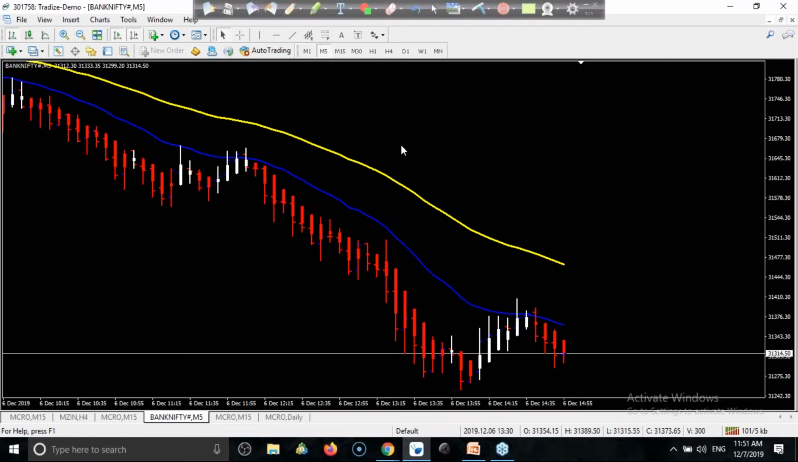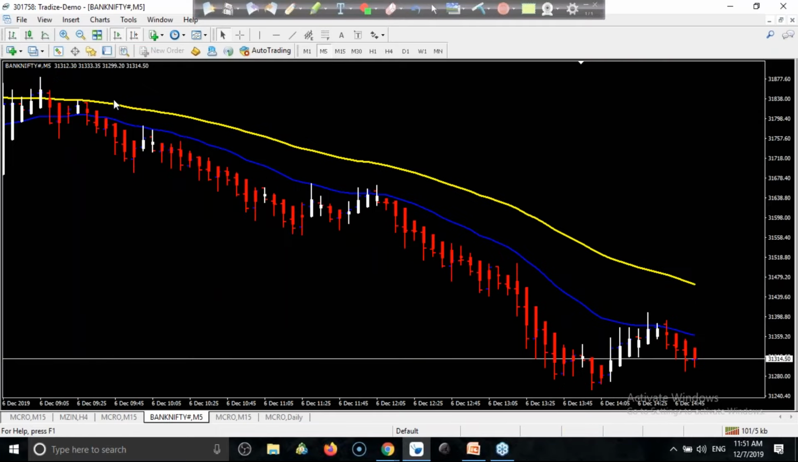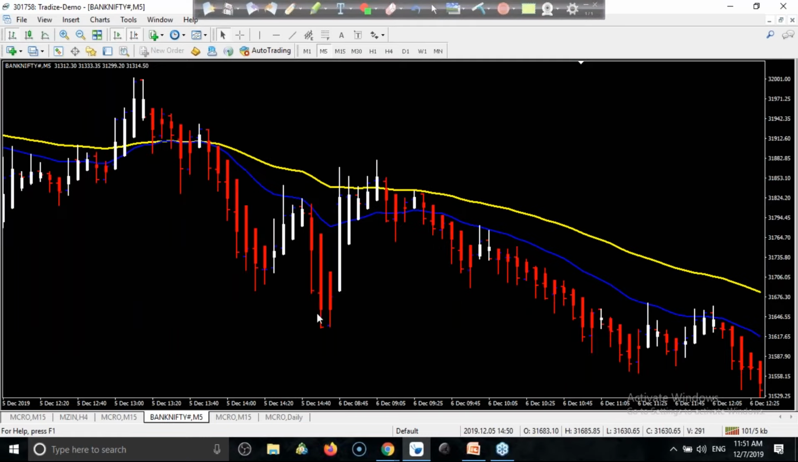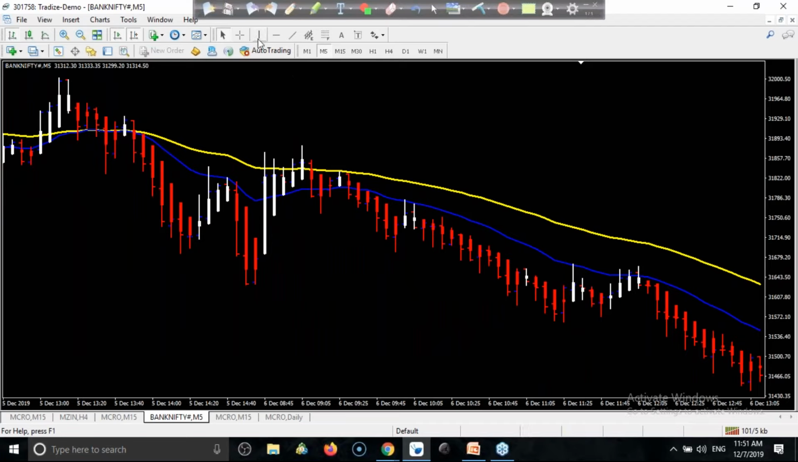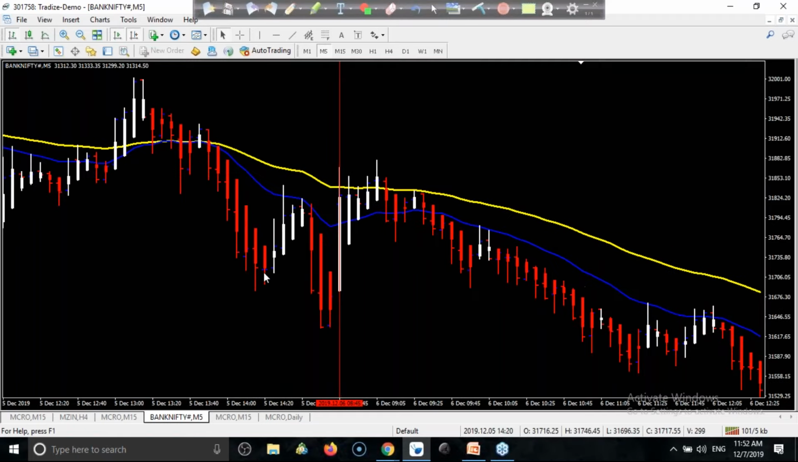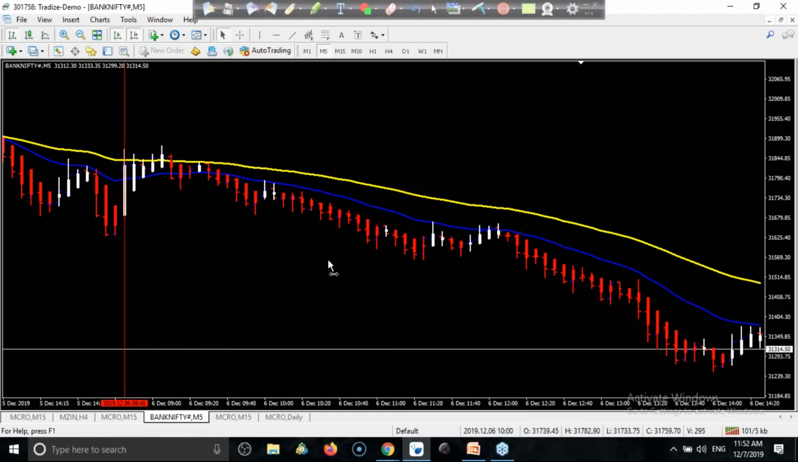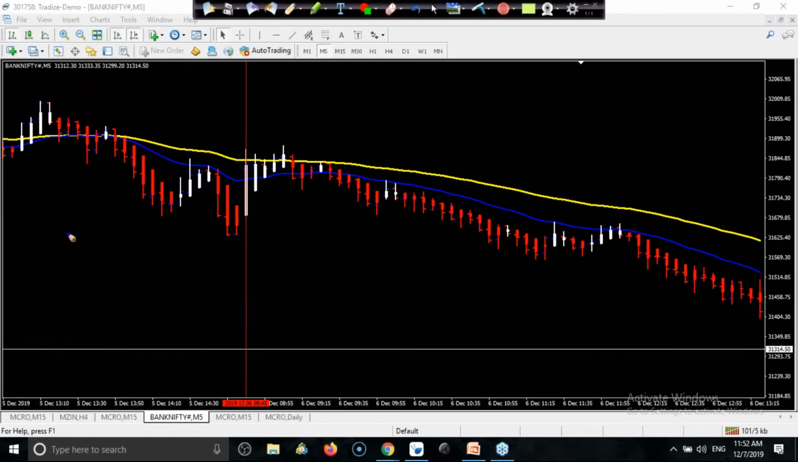So let's see yesterday. I think yesterday was the sixth, right? Where is the six? Let me draw a line here. This is six, and this is six. Now from this area, have you seen? That was the 6th, that was 5 December. This portion, I drew this vertical line, and this is 6 December, yeah, yesterday.